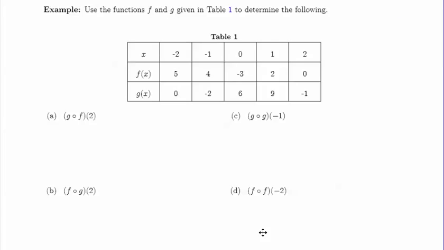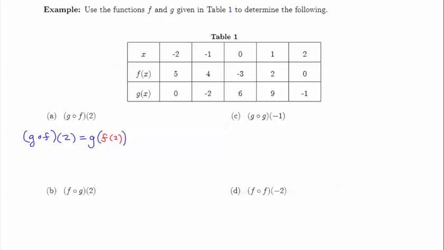In this example, the functions f and g are represented numerically, and we're going to evaluate various compositions of these two functions. For the first one, we see that we have g composed with f evaluated at 2. So we'll rewrite that then. G composed with f of 2 as g of f of 2. And so inside this function g, we're going to place f of 2.